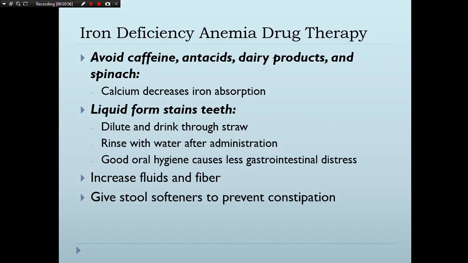In the event they have a lot of gastrointestinal side effects, we're going to increase fluids and fiber to decrease constipation. In the event that that doesn't work, we might do stool softeners like docusate sodium or Colace.